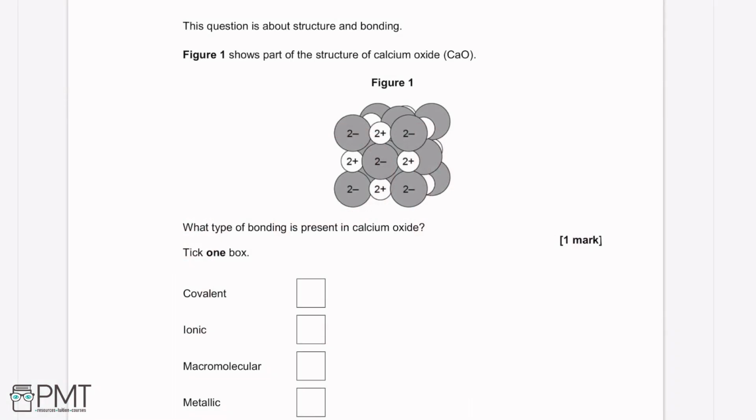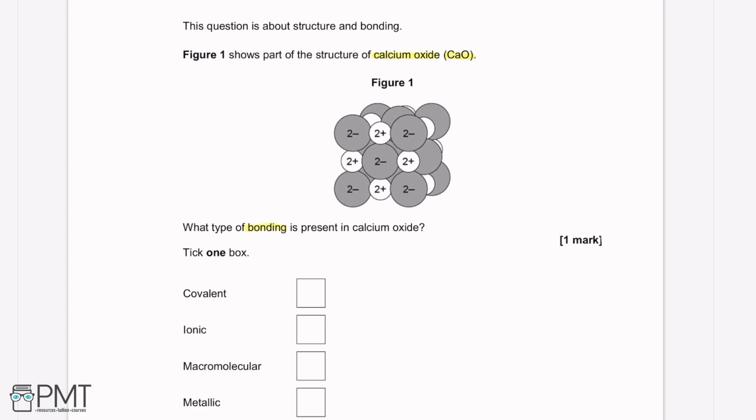This question is about structure and bonding. Figure 1 shows part of a structure of calcium oxide, which has the formula CaO. What type of bonding is present in calcium oxide? Tick one box for 1 mark.